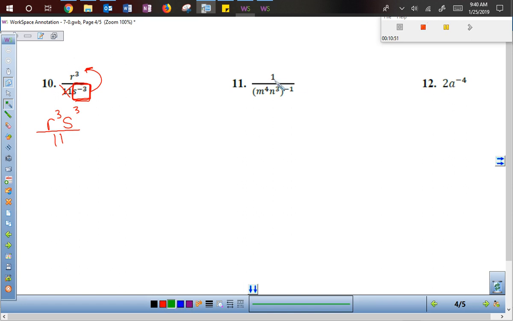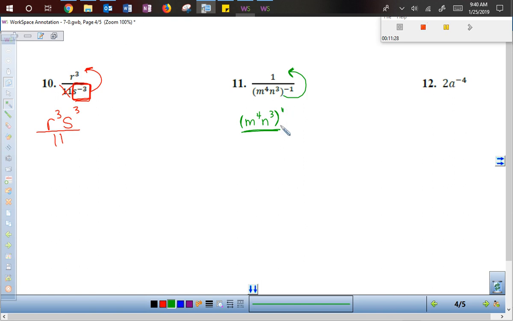On number 11, I have 1 over the quantity of m to the fourth, n to the third, all to the negative 1. Now, when you have an entire quantity being raised to the negative first power, you're going to treat this all with the negative exponent. I'm going to move the whole thing up to the numerator. So if I have my fraction bar here, and I'm moving this whole thing to the numerator, that means I'm going to have the quantity of m to the fourth, n to the third, and now that exponent becomes a positive 1.